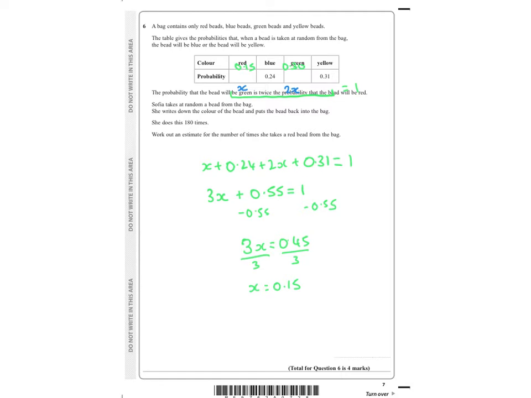Now that I know what x is, it says work out the estimate for the number of times she takes a red bead. So the probability she takes a red bead is 0.15. If she does this 180 times, we're going to multiply this by 180, which is going to give us 27 times.